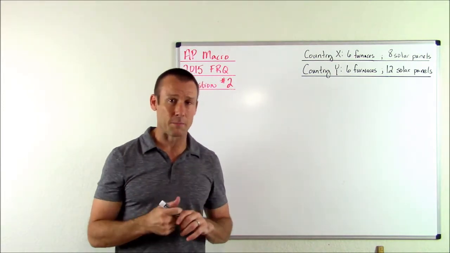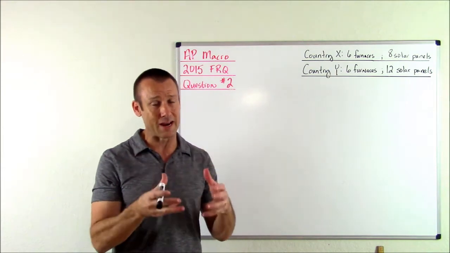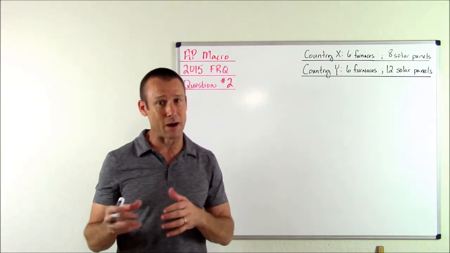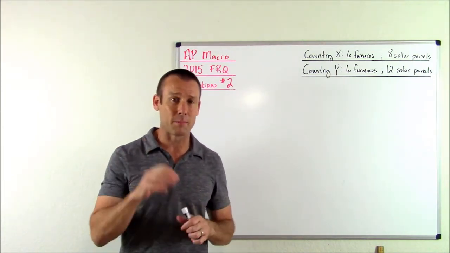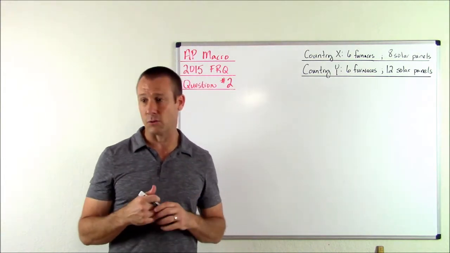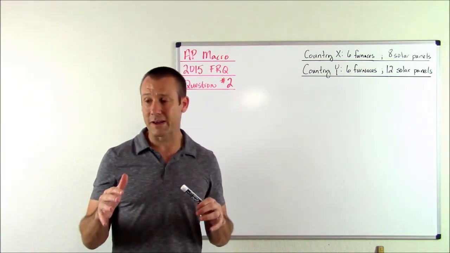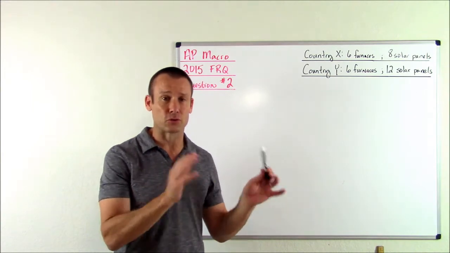Guys, when you get those types of problems, you just need to pause for a second because you have to handle those a little bit differently than you do output problems. But again, this is an output problem. I think it's pretty straightforward. Let's get to it. 2A, which country has the absolute advantage in producing solar panels?